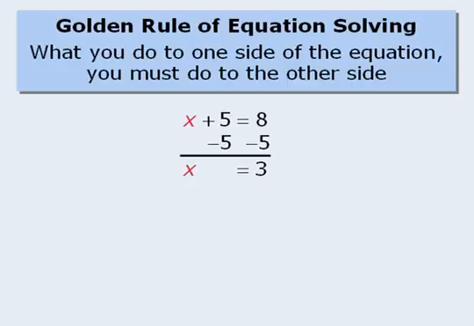Now, how do we know that this is the correct solution? Well, we can plug 3 into the equation to see that x plus 5 does indeed equal 8. Okay, here's another question. In this equation, we have 4 times x. To isolate x, we must divide both sides of the equation by 4. On the left-hand side, we have 4x divided by 4, and this is equal to x. On the right-hand side, we have 20 divided by 4, which is equal to 5. So the solution here is x equals 5.